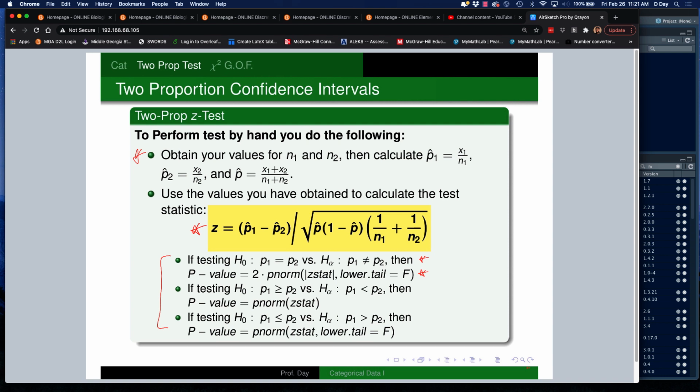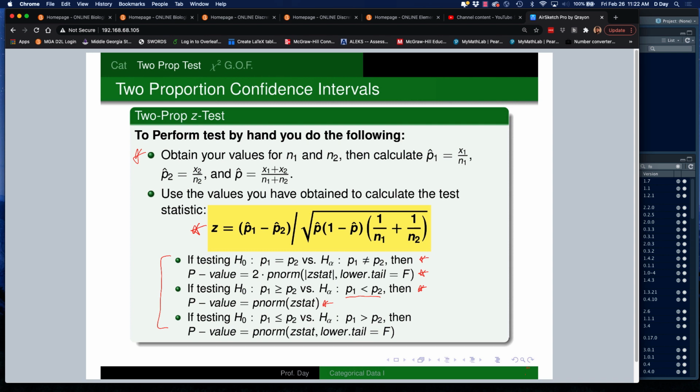If you're testing a 1-sided test, like for example this one here, the second bullet down here, if testing p1 is greater than or equal to p2 versus the alternative, which is what we're usually claiming here, that proportion 1 is less than proportion 2, so we're doing a less than test, then we run just a pnorm on the z-stat itself. All right.